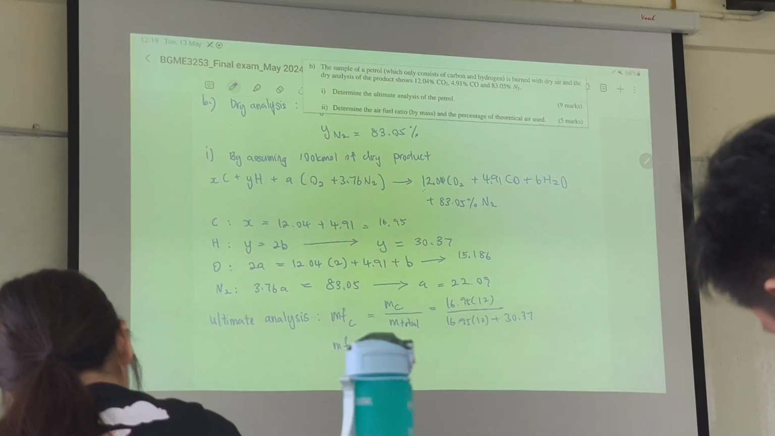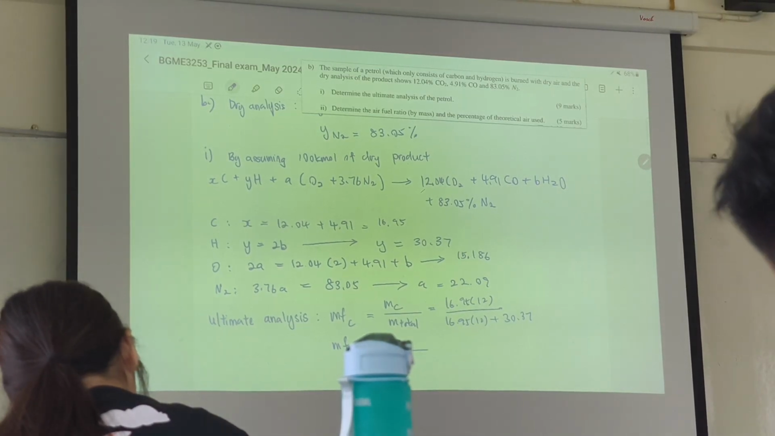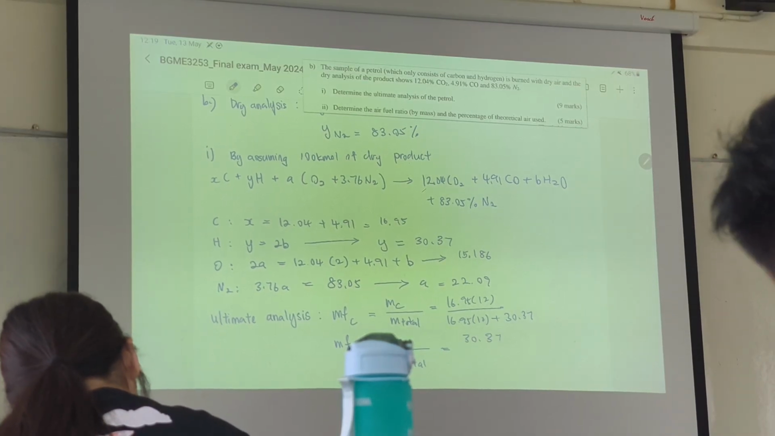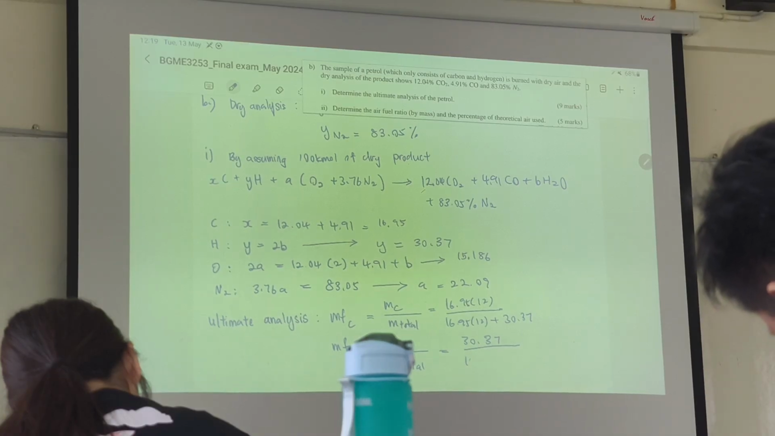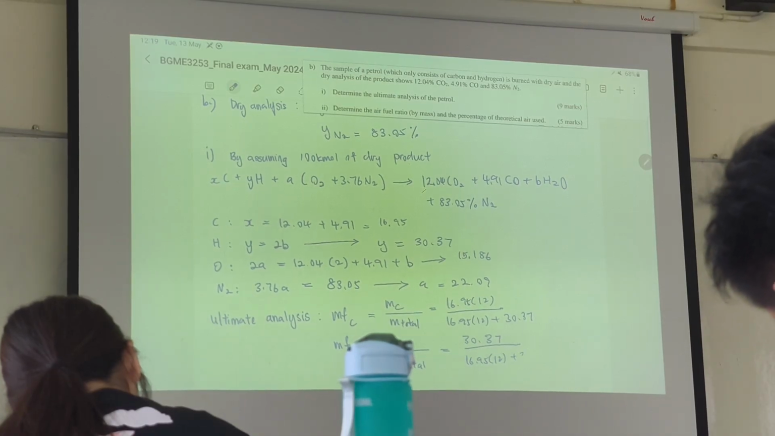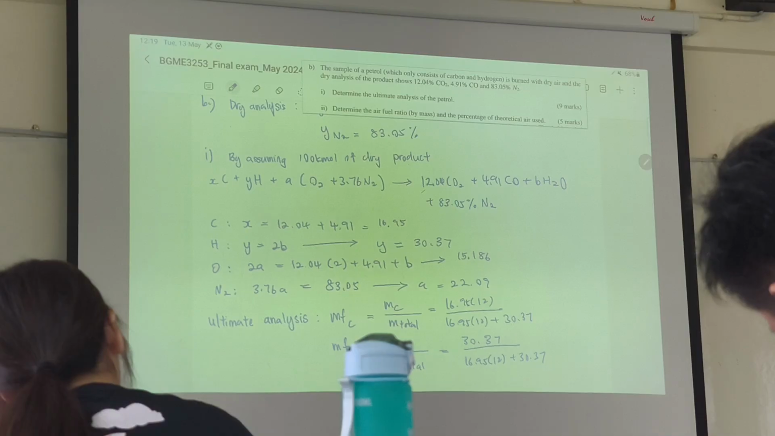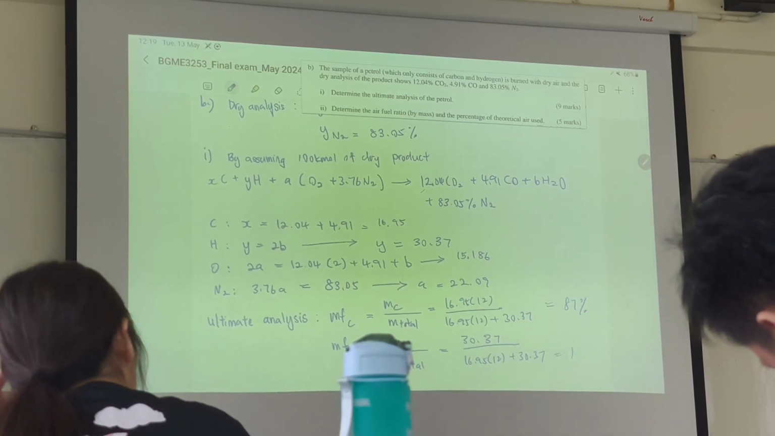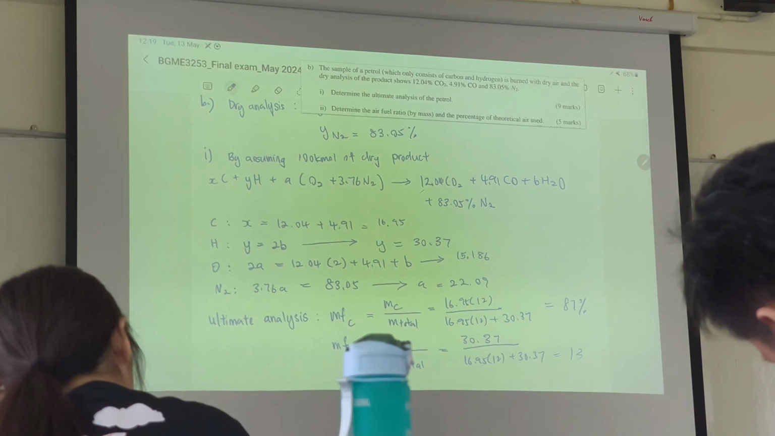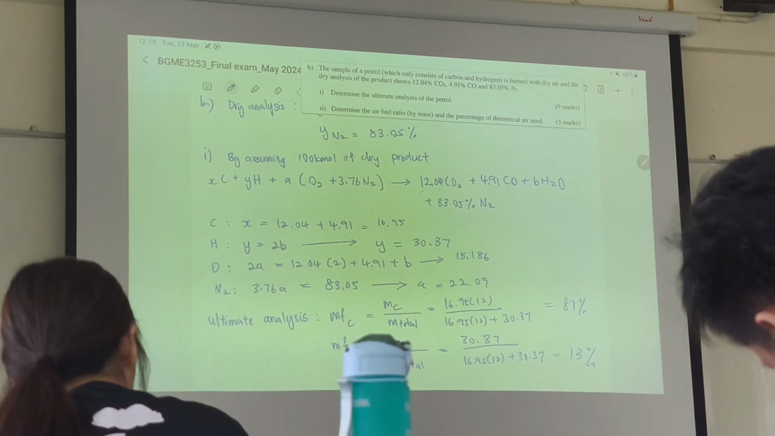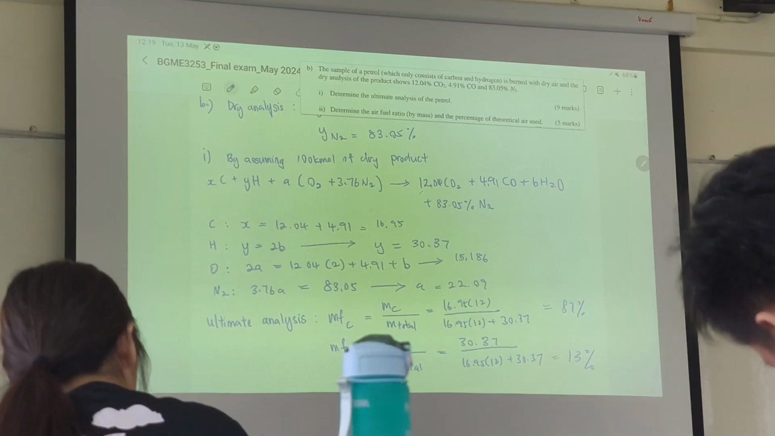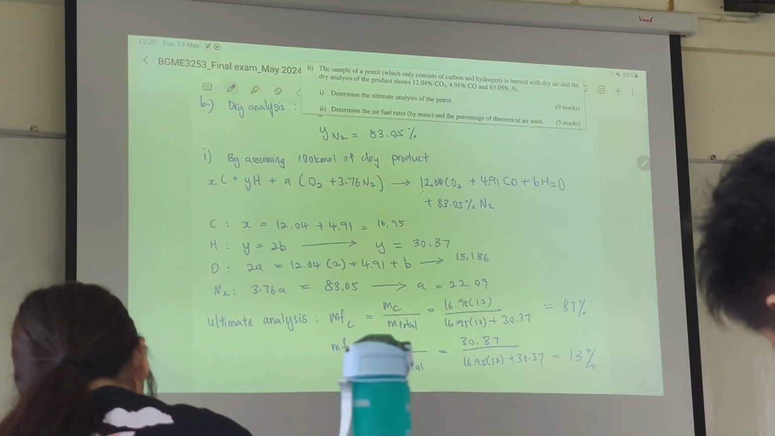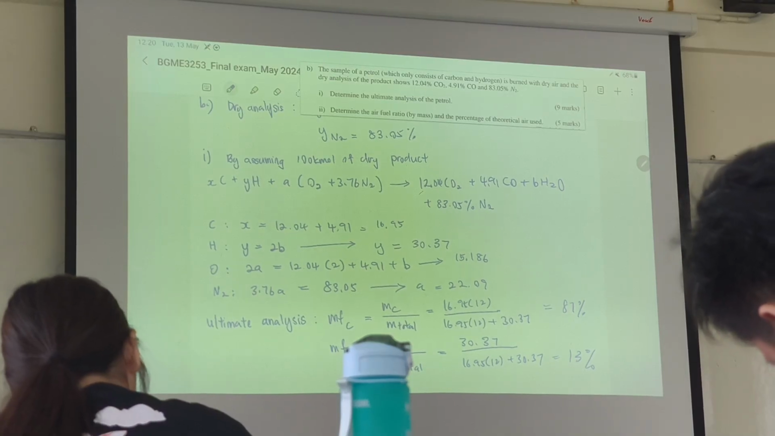30.37. So for H, same thing, over M total, you want 30.37 over 16.95 times 12 plus 30.37. You should get about 87% here, 13% here. So the total should be 100%. So ultimate analysis is the mass fraction, like the analysis of the substance based on mass.